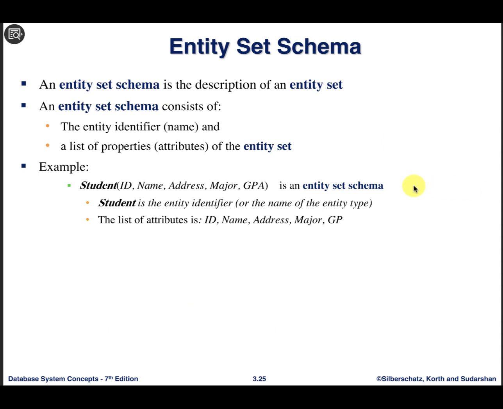So the entity set schema, what does that mean here? The entity set schema is the description of the entity set. We said the entity set is a set or collection of what? Of entities of the same type that share the same set of attributes, right?